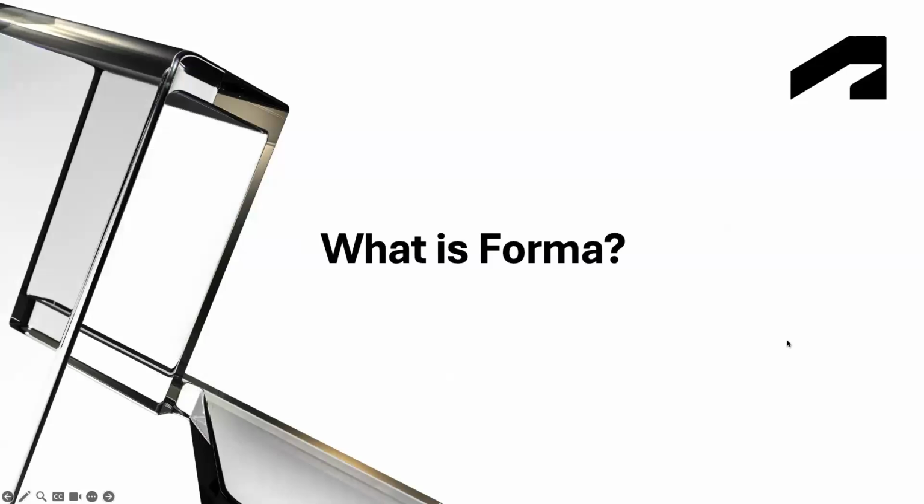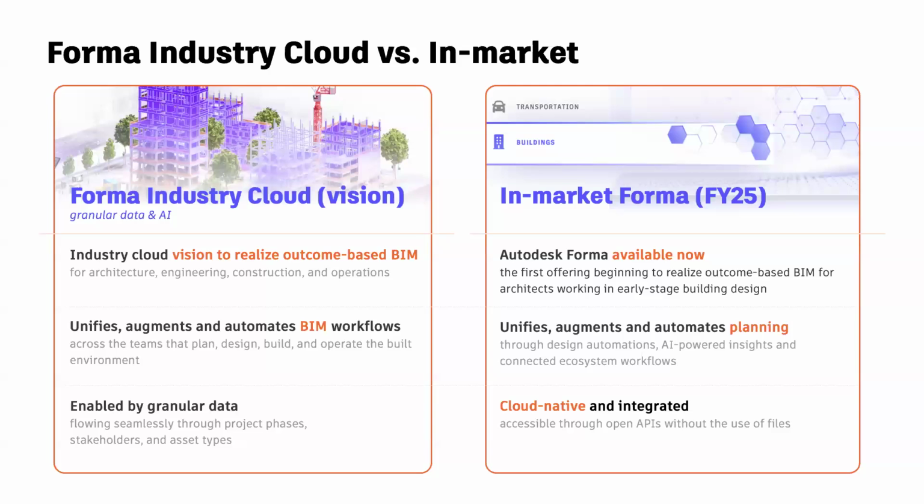All right, so let's get going on Forma. And what exactly is Forma? When we talk about Forma at Autodesk, there's really two different concepts at the moment. We have Forma as our industry cloud, which is our vision to realize outcome-based BIM. Forma is going to be the AEC industry cloud that will unify, augment, and automate BIM workflows, enabled by granular data with everything connected in this Forma ecosystem. That's our long-term vision for Forma as the industry cloud.